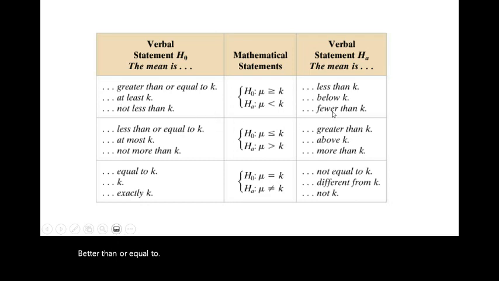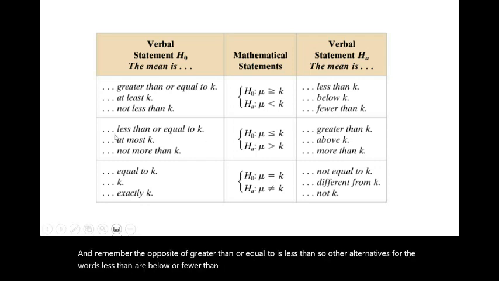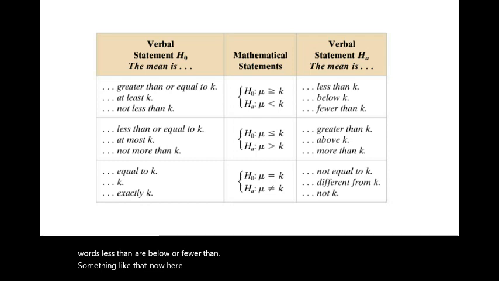And remember, the opposite of greater than or equal to is less than. So other alternatives for the words less than are below or fewer than, something like that. Now here are a bunch of statements that mean less than or equal to. You can either come out and say less than or equal to. At most is another really common way of saying less than or equal to. The opposite of less than or equal to is greater than, and alternative phrases to greater than are above or more than.